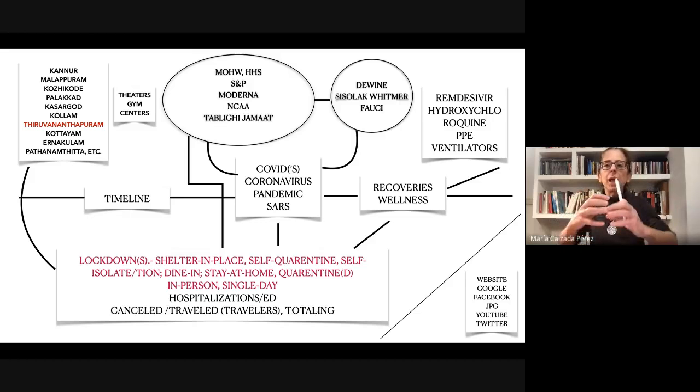Those two boxes are placed along a timeline, because timeline is a keyword for WikiCovid EN. If you turn your side to the left and you look at the left-hand side corner, you see a list of names of places. Out of the 100 most important keywords, you have 49 that are names of places. Places like Kannur, Malappuram, Kozhikode, Palakkad, and so on.